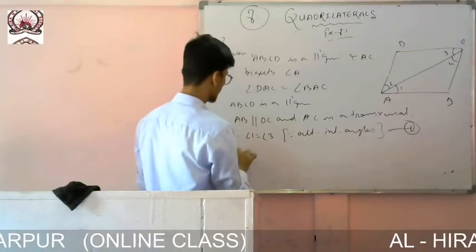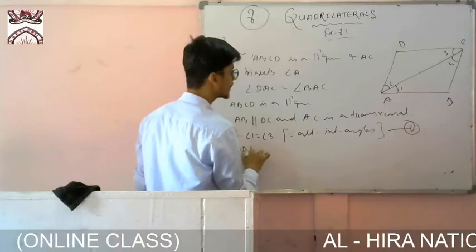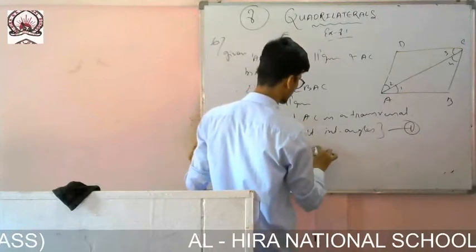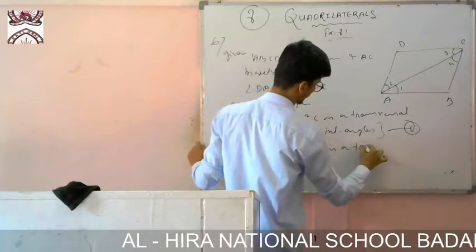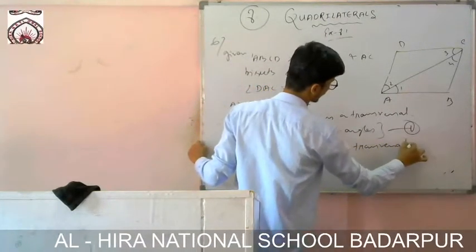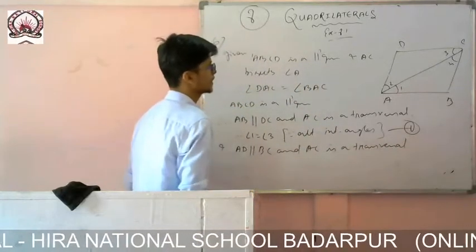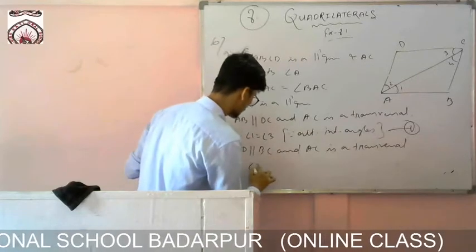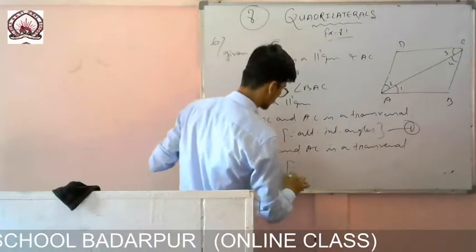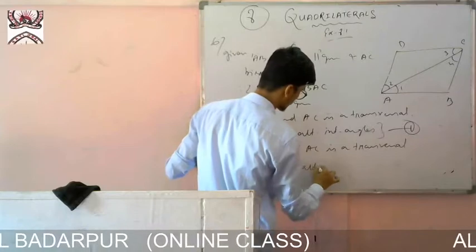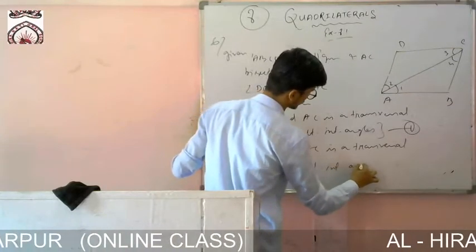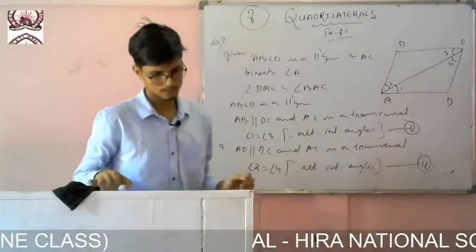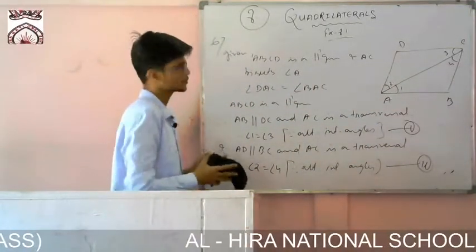If AD is parallel to BC and AC is a transversal, then again angle 2 will be equal to angle 4, since these are alternate interior angles. This one you give as equation number 2.